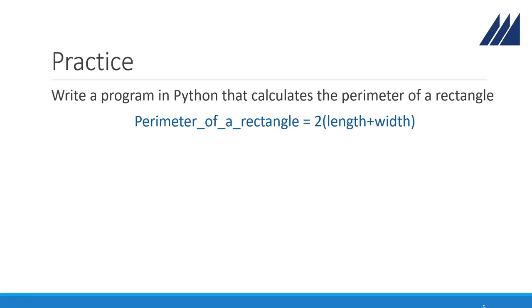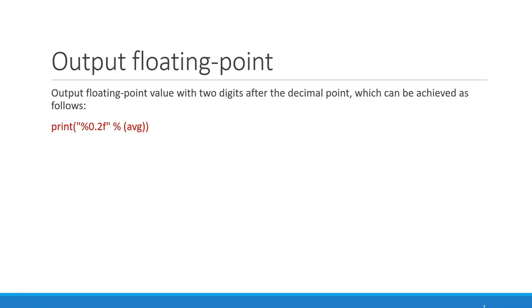This one says write a program in Python that calculates the perimeter of a rectangle, and I gave you the equation. It's equal to 2 times length plus the width. So you need to ask the user for the length, ask the user for the width, and then you plug them into this equation, and then you print out the result. I'm going to show you that in the following video.